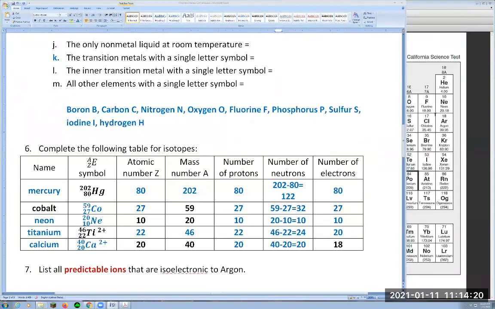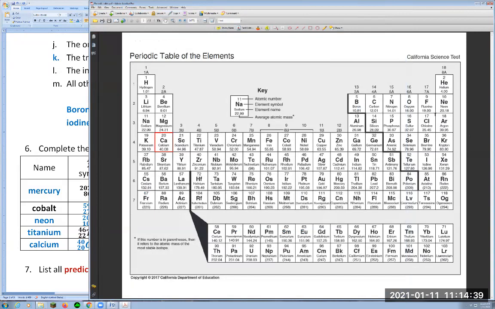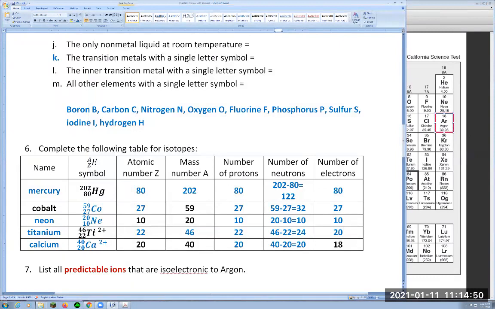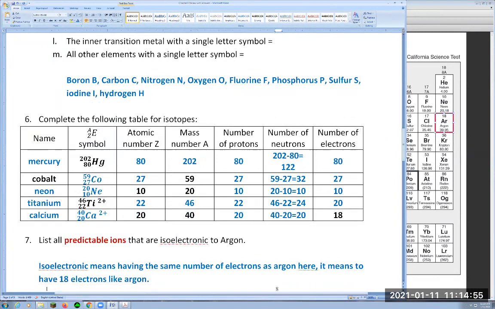So we arrived at question 7. List all predictable ions that are isoelectronic to argon. There's a lot in that question. First, let's define what it means to be isoelectronic to argon. Argon, if we look at the periodic table, is a noble gas, atomic number 18. To be isoelectronic to argon means to have the same number of electrons as argon.